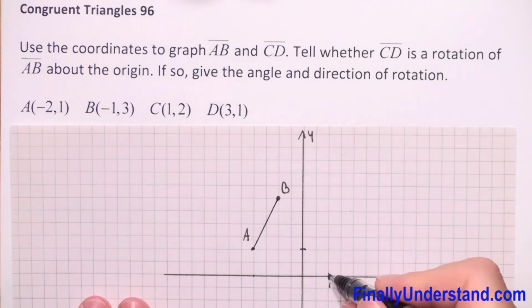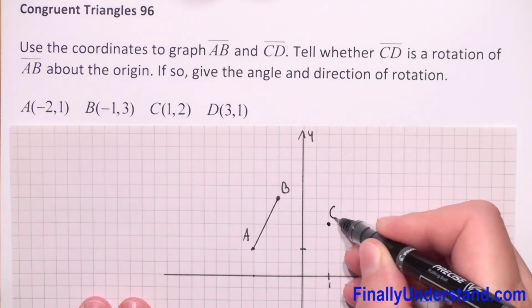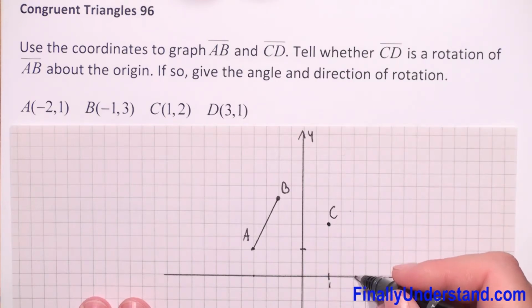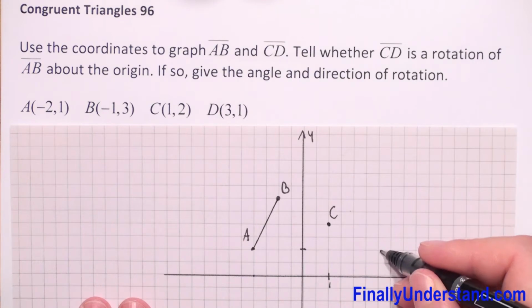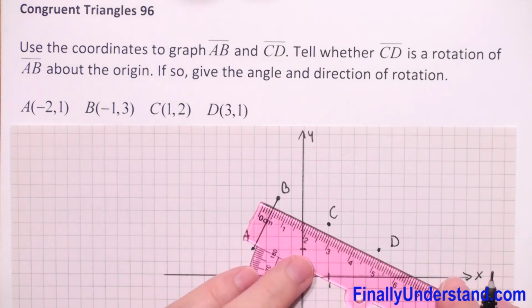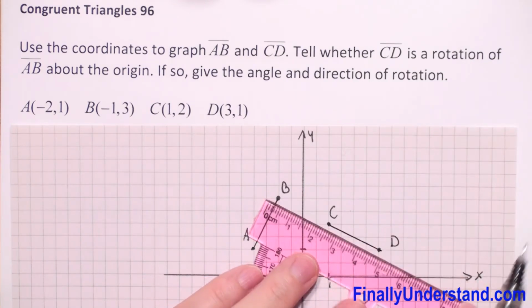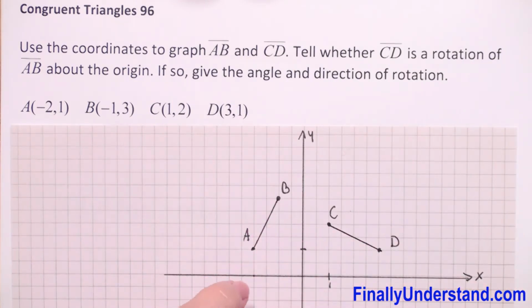C has coordinates 1, 2. And D 3, 1. Now we will connect these two points and we have segment CD.